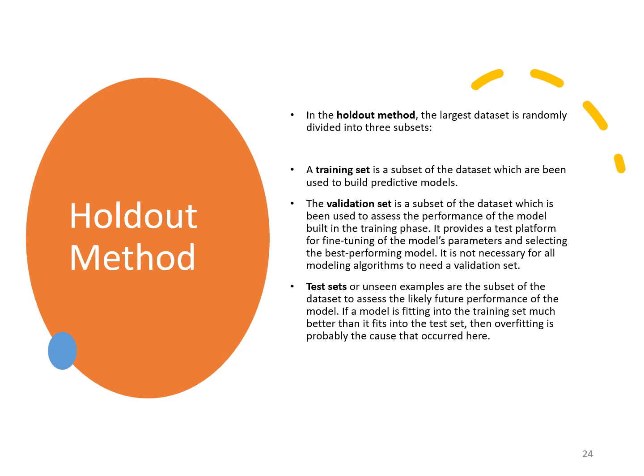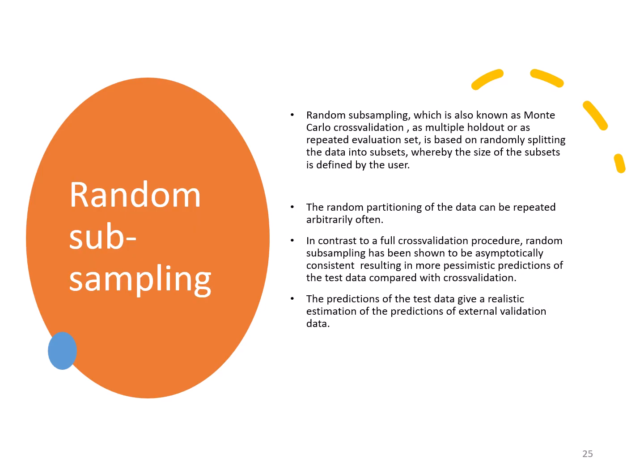In the holdout method, the given data set is randomly divided into three subsets: training set, validation set, and test set. Random subsampling, which is also known as Monte Carlo cross-validation, multiple holdout, or repeated evaluation set, is based on randomly splitting the data into subsets, whereby the size of the subsets is defined by the user. The random partitioning of the data can be repeated arbitrarily. In contrast to the full cross-validation procedure, random subsampling has been shown to be asymptotically consistent, resulting in more pessimistic predictions of the test data compared with cross-validation.